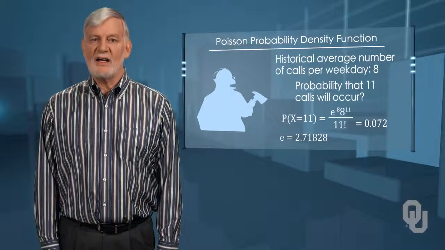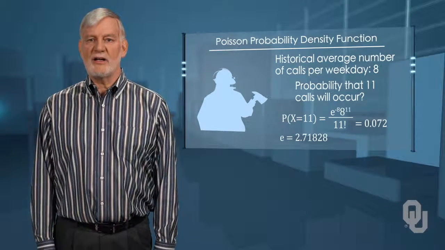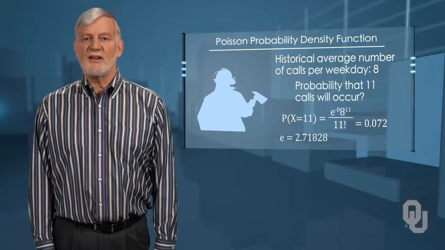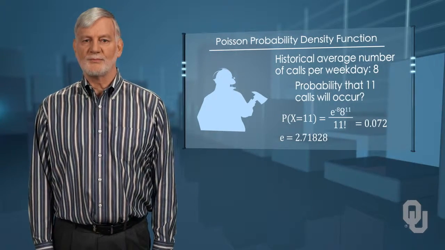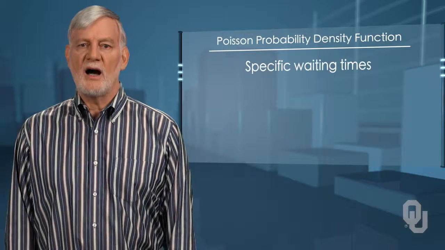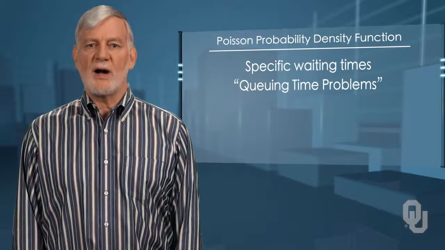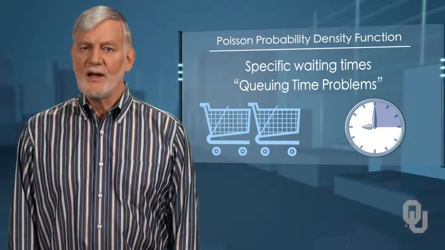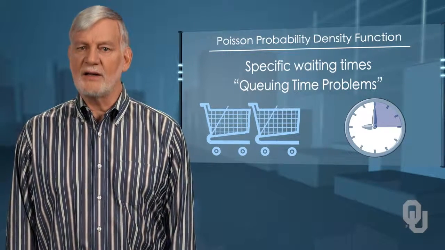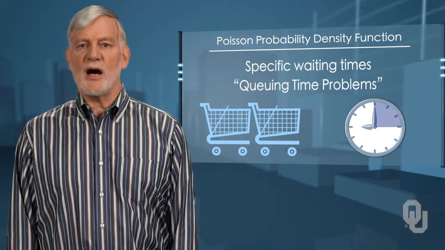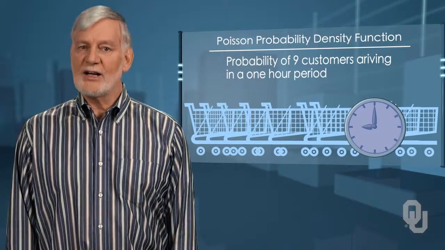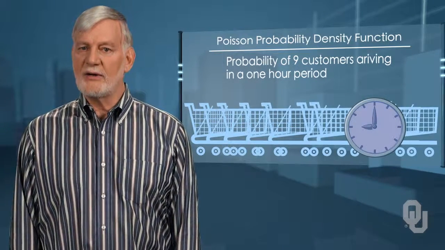Since the historic mean is 8, and the question asks about the probability of getting 11 calls, it turns out that it is a very unlikely situation. Another common use of the Poisson distribution is to find the probability of specific waiting times, often called queuing time problems. Assume that historically people arrive at the checkout counter at the rate of 2 every 15 minutes. If we assume these arrival times are independent, the Poisson can compute the probability of, say, more than 9 customers arriving in a 1-hour period.